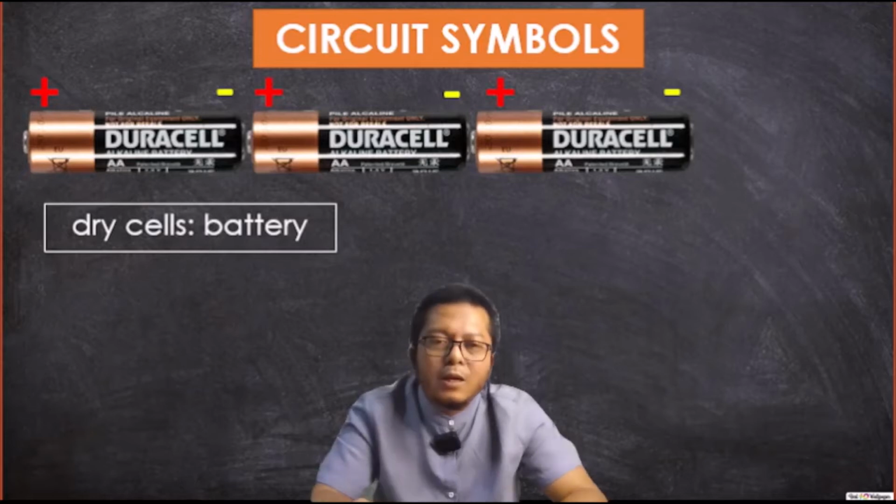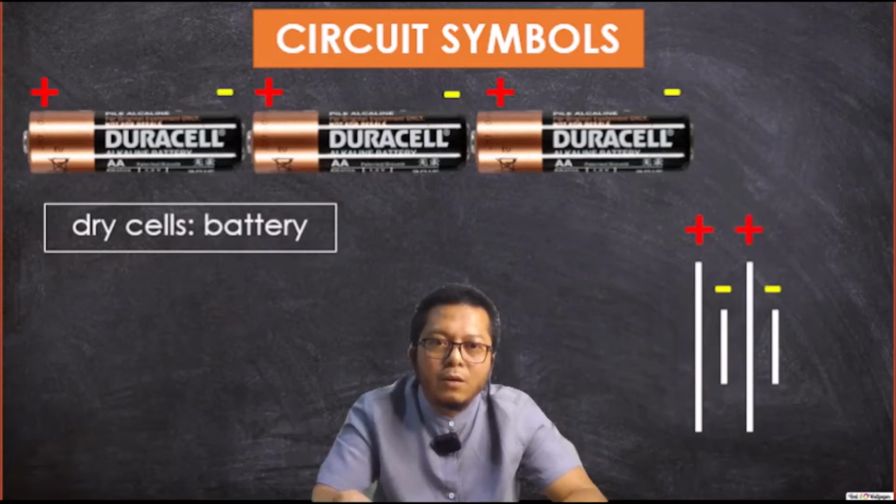So this is how we draw our circuit symbols. Our diagram would look like this. Our symbol would look like this. This is the positive, negative for here, positive, negative, and then another one, positive, negative, positive, negative, and then another one, positive and negative, like in this picture.